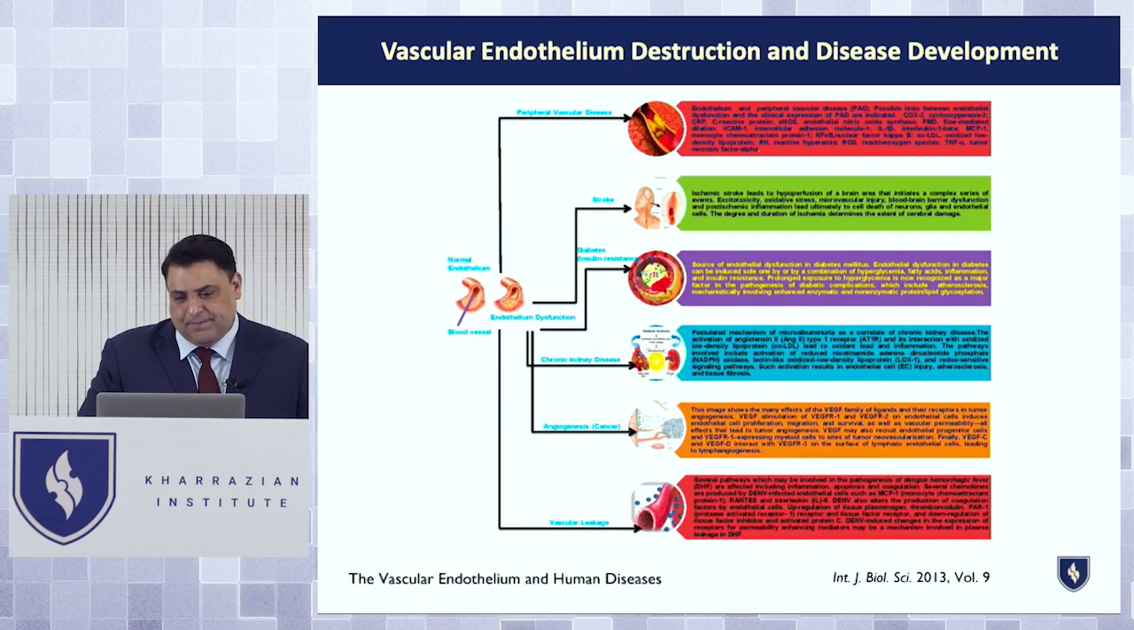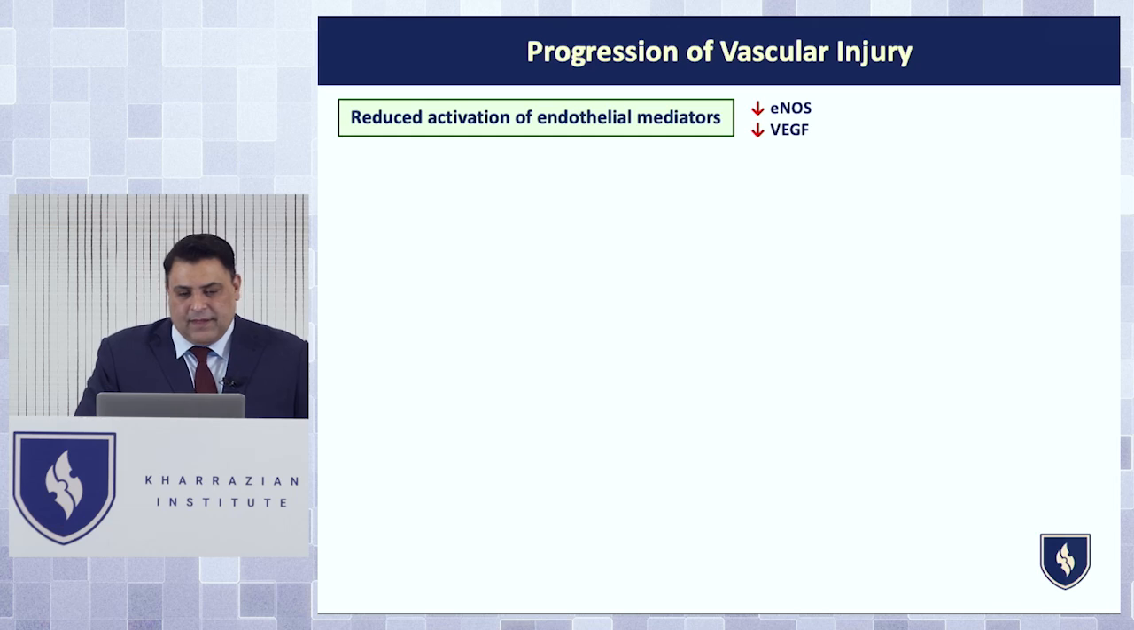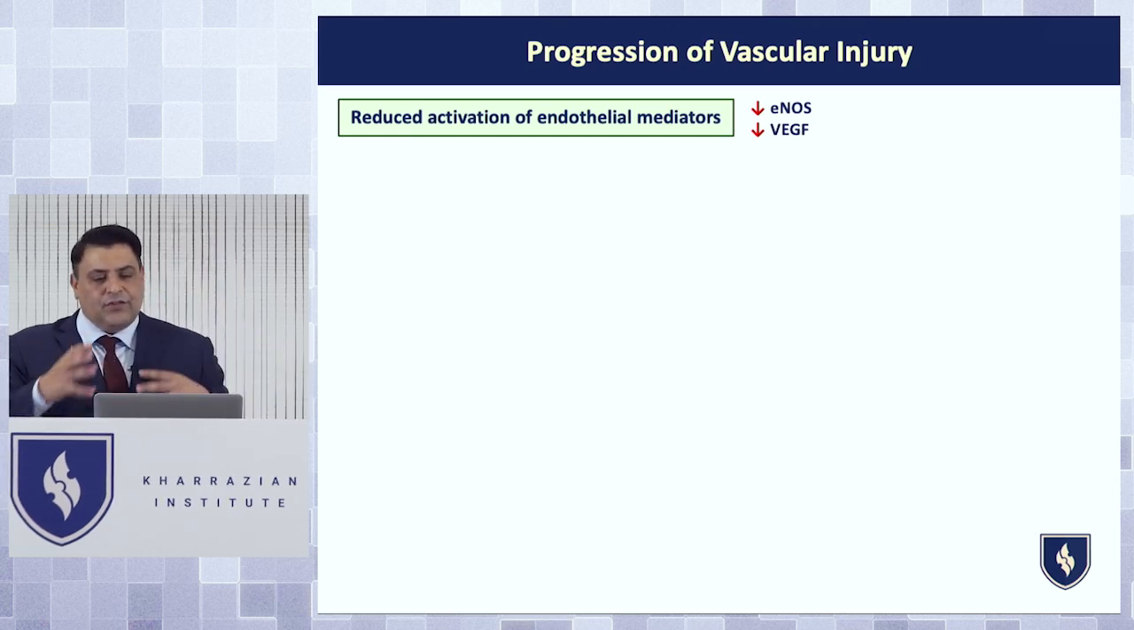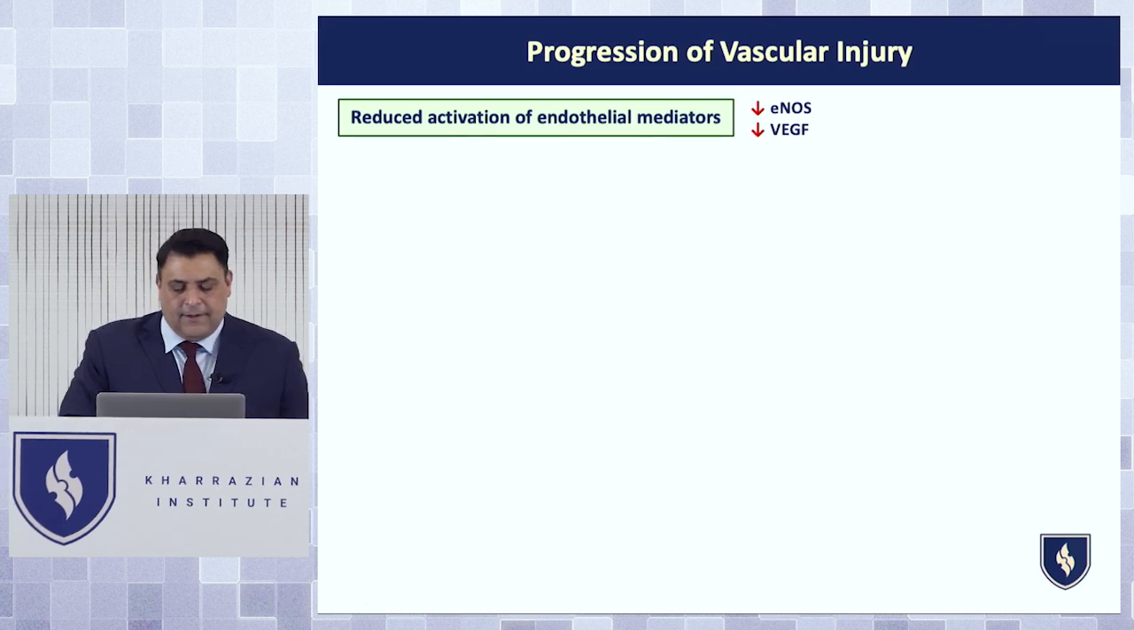This is just a diagram. It's a paper you have in your course materials. It just shows all the different diseases and expressions of vascular endothelial dysfunction, injury, and so forth. That it's not just atherosclerosis. And then what I want to show you next is really the progression of vascular injury, right?